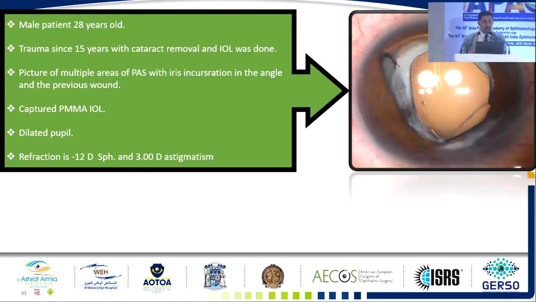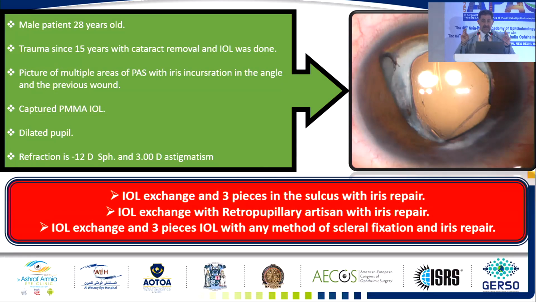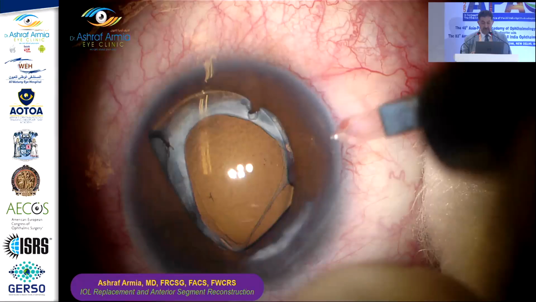The second case was also a weird case. It was a male patient, 28 years old, with trauma 15 years ago, cataract removal and IOL were done. The picture shows multiple peripheral anterior synechiae, with iris incarceration in the angle, a captured IOL and dilated pupil. The plan. It is very important to make your plan and prepare your instruments. Either IOL exchange, 3-piece IOL in the sulcus, iris repair; IOL exchange, retropupillary Artisan, iris repair; or IOL exchange, 3-piece IOL with any method of scleral fixation and iris repair.